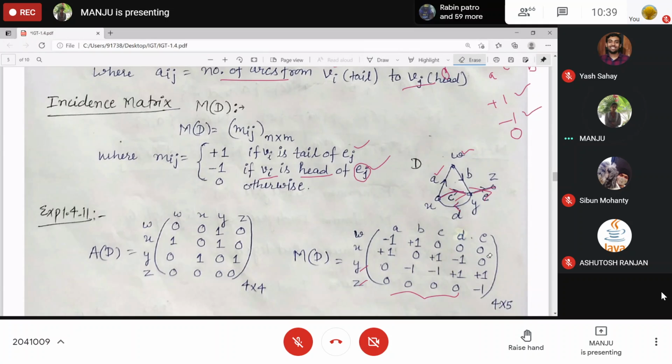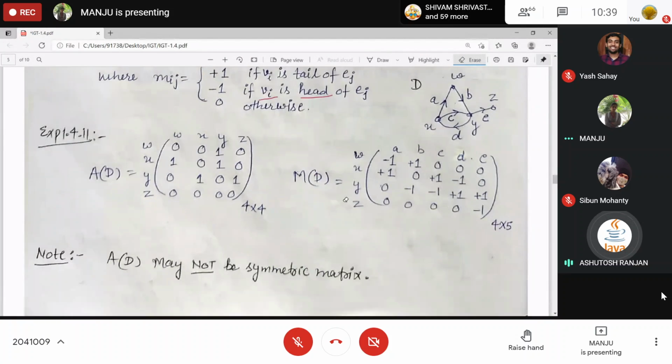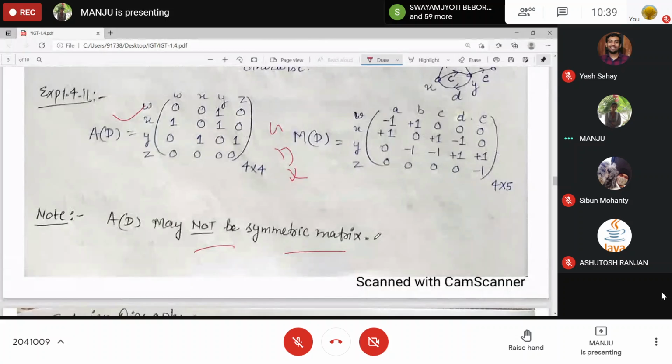Is there any doubt? No, ma'am. Yeah, in the graph G, this was the symmetric one, but in digraph D, it may not be symmetric. Okay? Any doubt till now? No, ma'am.